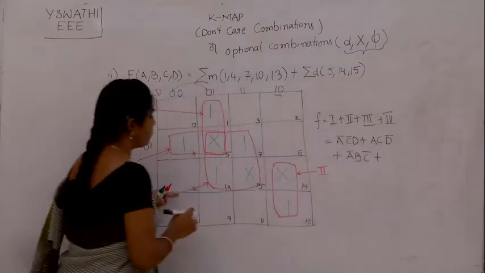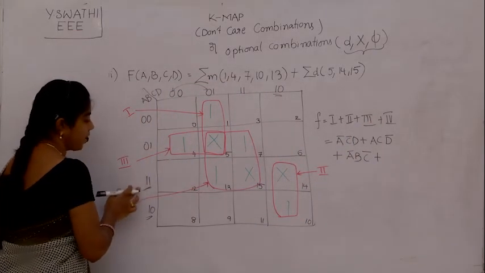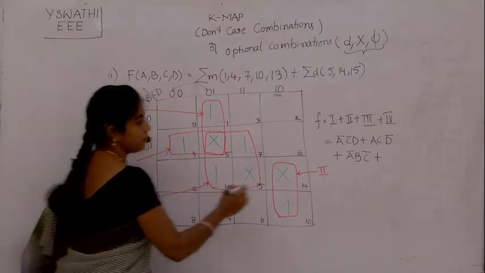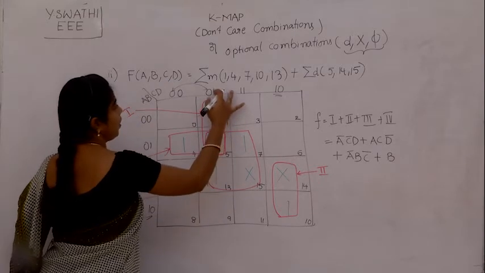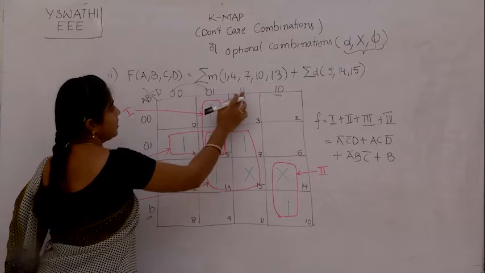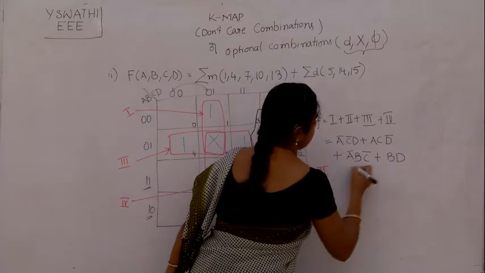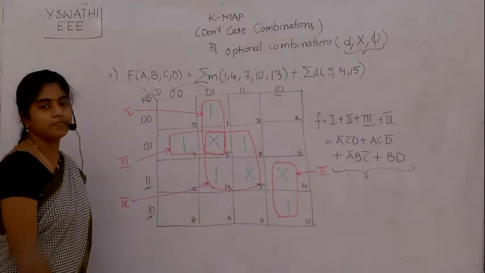Plus, in the fourth prime implicant, this is a quad here. So what is the unchanged form of AB here? That is B, and in these two combinations of CD the unchanged form of CD is D. So this is my reduced form of a given expression.